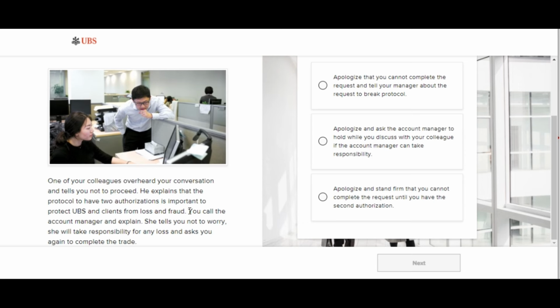Overhears your conversation and tells you not to proceed. He explains that the protocol to have two authorizations is important to protect UBS and clients from loss and fraud. You call the account manager, explain, and he tells you not to worry. She will take responsibility for any loss and asks you again to complete the trade. Apologize that you cannot complete the request and tell your manager about the request to break protocol. Apologize and ask to hold while you discuss with your colleague. If the account manager can take responsibility, apologize and stand. Do not complete the request until you have the second authorization.